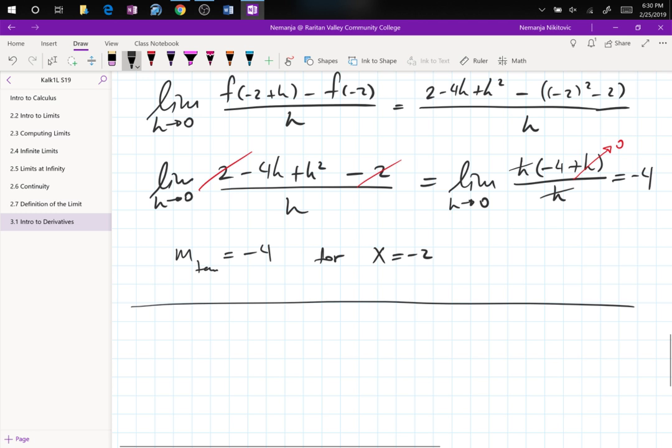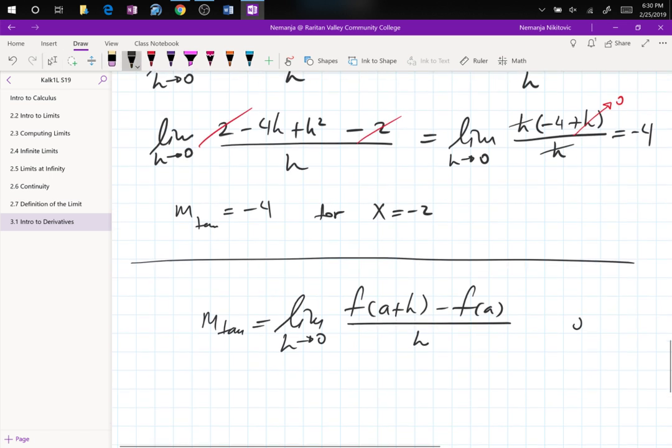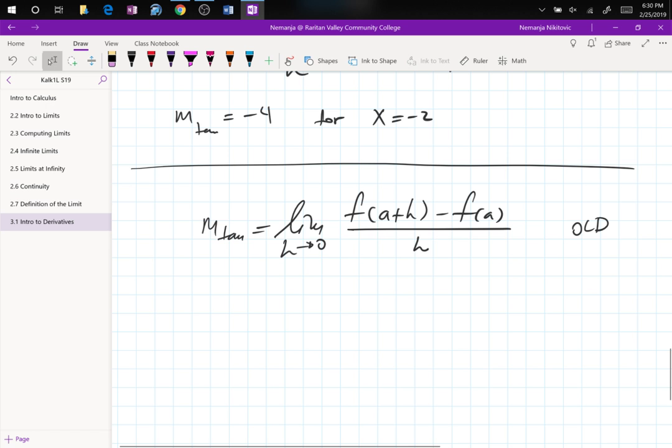So our old formula for m tangent was the limit h goes to 0 of f of a plus h minus f of a over h. That's the old one. What should we change for the new one?